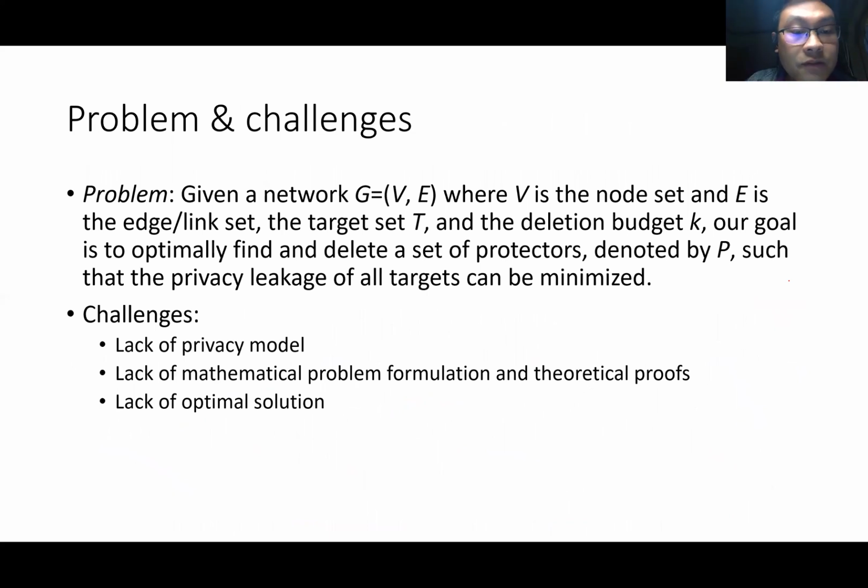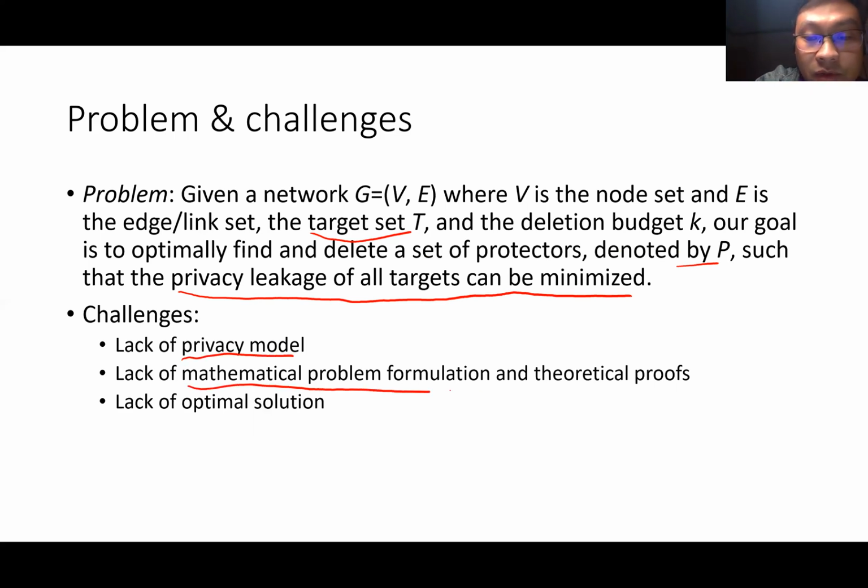So the problem can be defined as follows: given a network G, where V is the node set and E is the edge set, the target set is T and the deletion budget is K. Our goal is to optimally find and delete a set of protectors denoted by P, such that the privacy leakage of all targets can be minimized. To the best of our knowledge, our work is the first to consider target privacy preserving. So there are many open challenges, such as the privacy model, mathematical problem formulation, theoretical proofs, and optimal solutions.